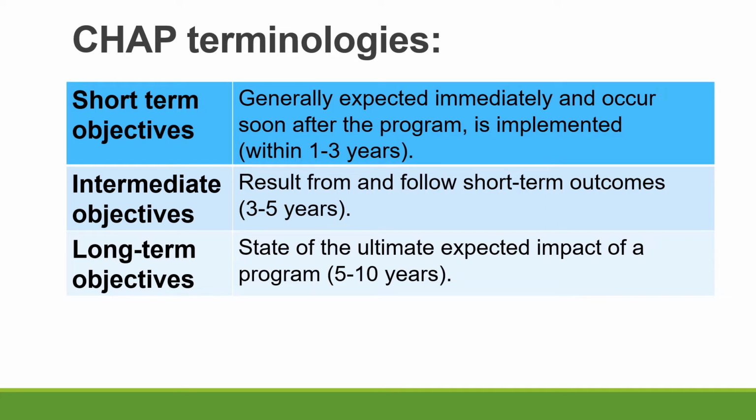How about your intermediate objective? These are the results that follow short-term outcomes, usually within 3 to 5 years. And the long-term objective is the state of ultimate expected impact of a program, for about 5 to 10 years.